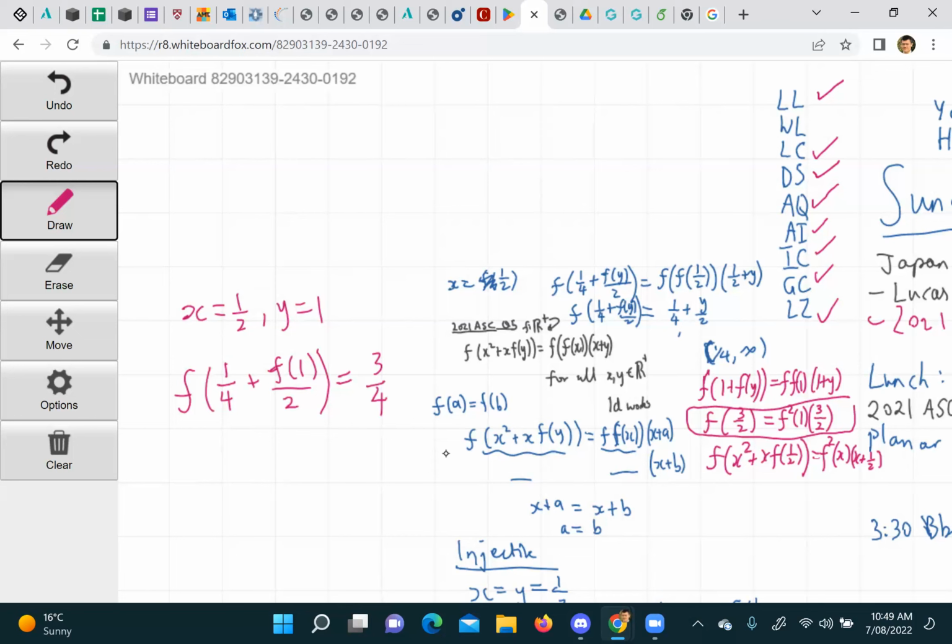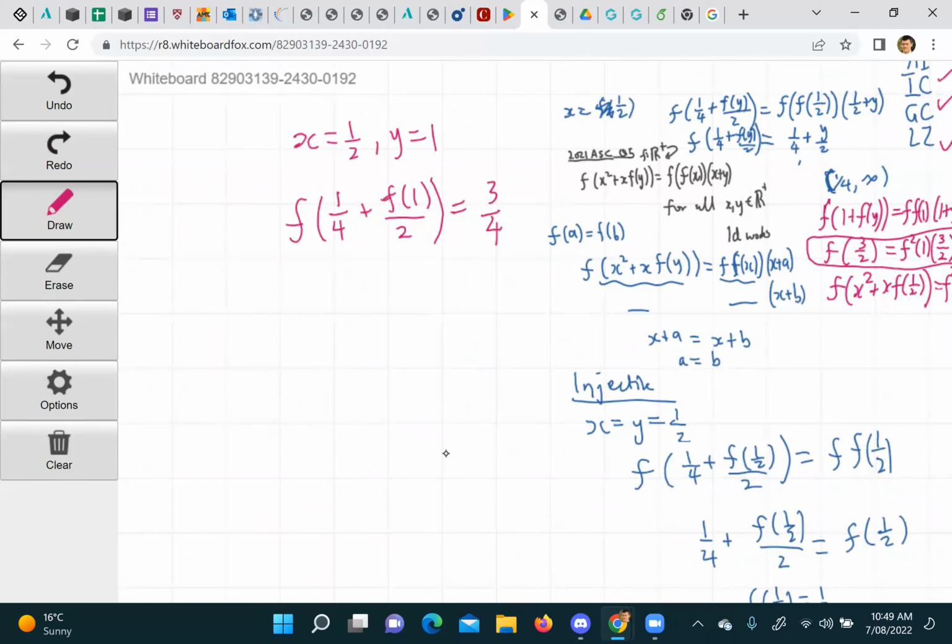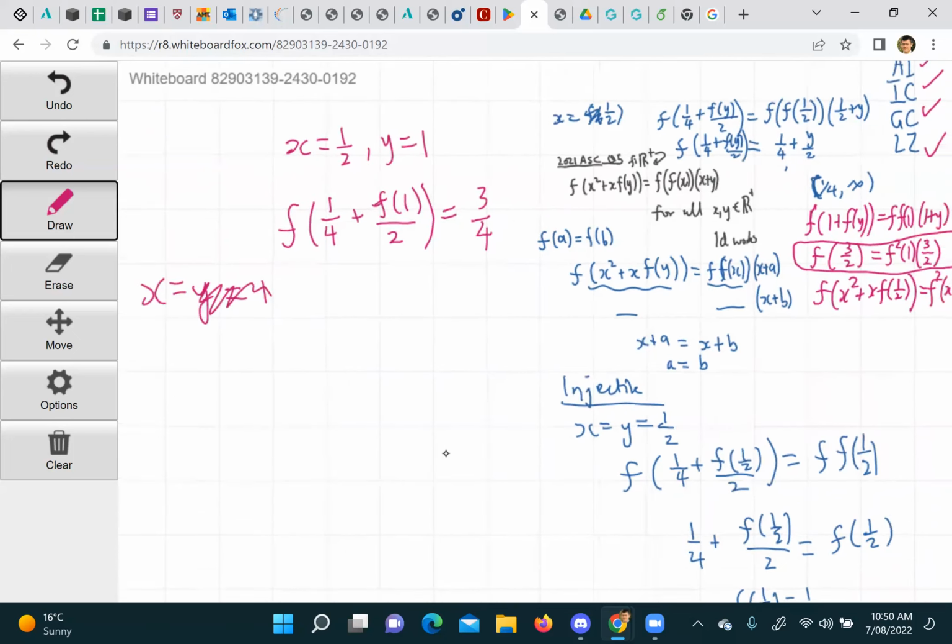Let us see. Okay, so basically this doesn't happen. We're going to firstly prove this first thing. So if you substitute x and 1 minus x, so that's the general version.